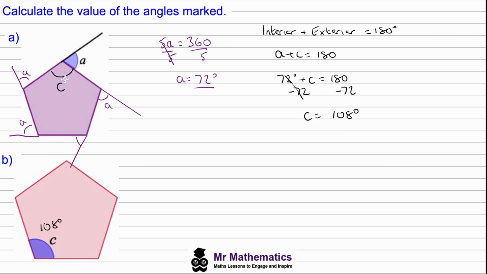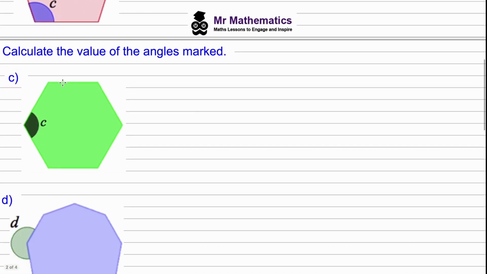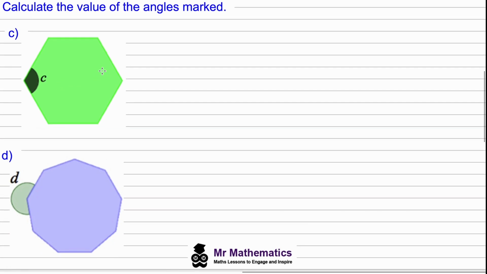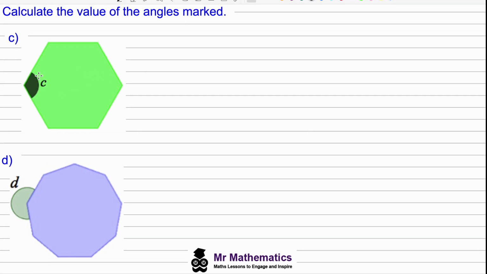Let's move on to question C. Okay, so in this example, we've been asked to work out the interior angle of this regular hexagon. And in question D, you've been asked to work out angle D of this nonagon. So if you want to try these questions yourself, you can pause the video, and when you come back, we'll go through the worked solution.